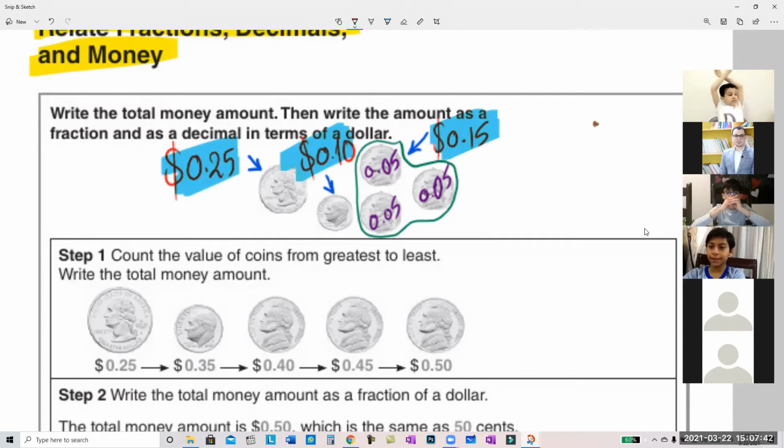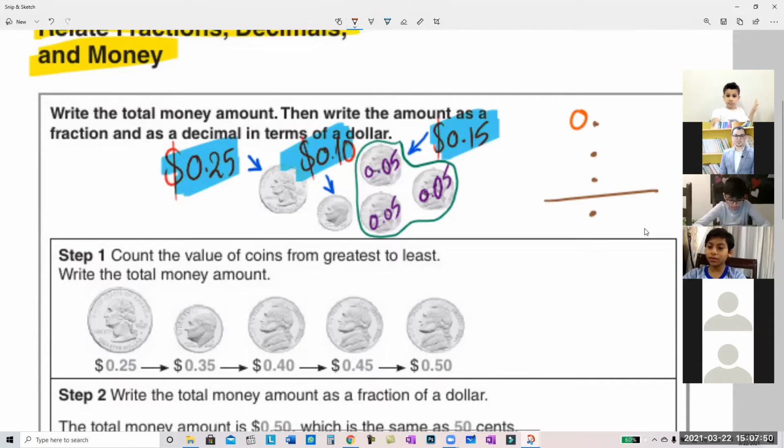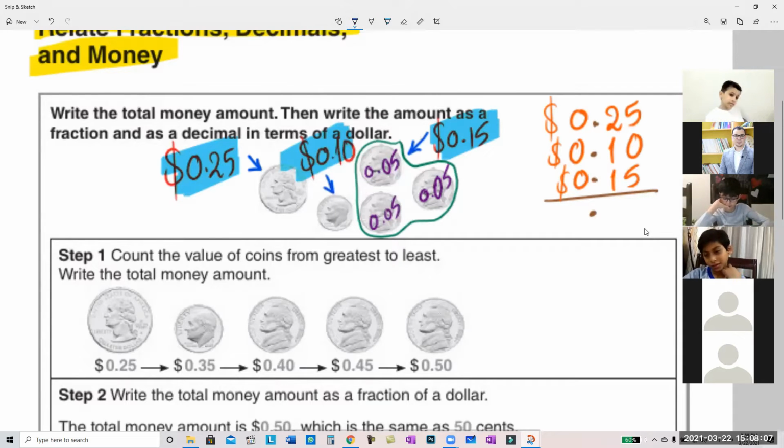Firstly, we're going to put the decimal point and then add them together. So the first one is 0.25 and the second one 0.10 and the third one 0.15. So all of them are dollars, of course. After that, let me add. Yeah, you have to add from the right, okay?